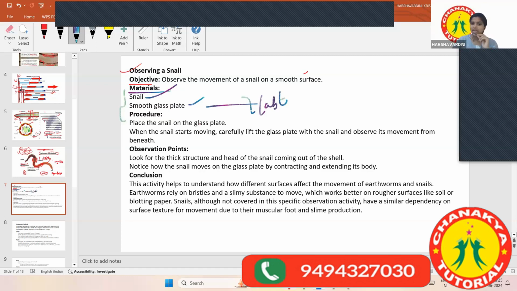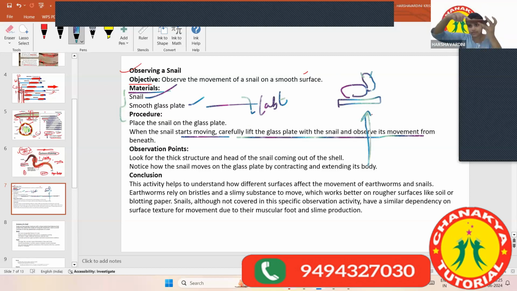Procedure. We are going to place the snail on the glass plate. When the snail starts moving, carefully lift the glass plate with the snail and observe its movement from beneath. I hope you understood what they're trying to say. This is a glass, and this is a snail. You have to see from this side. When the snail starts moving, you have to see from under. If this is your glass and the snail is above, you have to see like this.